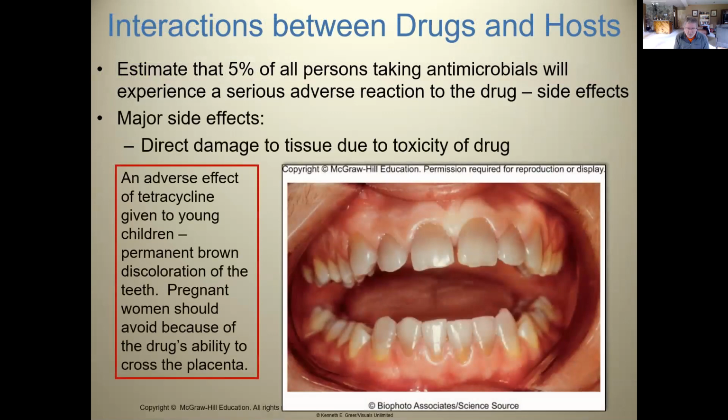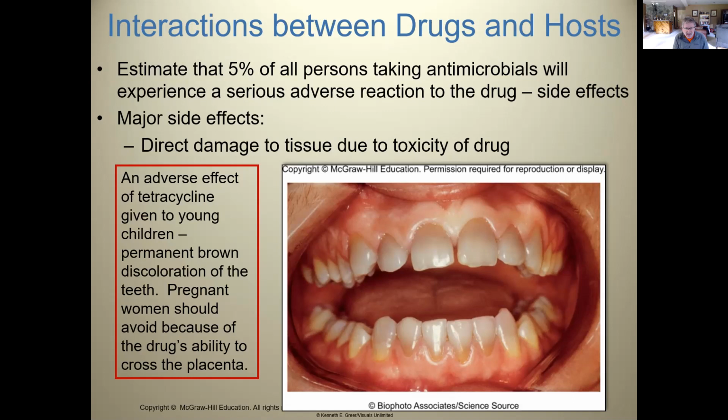So one big concern, of course, is the effect that the drug might have on different organ systems. Your book talks quite a bit about this, specifically targeting the liver and the kidney as being two organs that often bear the brunt of chemotherapy. I'll let you look that over and read that over. The brain can also be impacted by different kinds of antibiotics and antimicrobials.